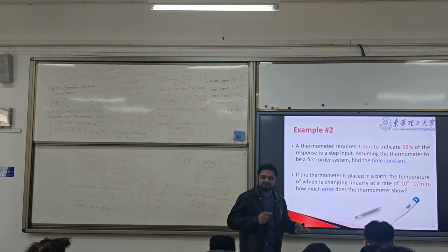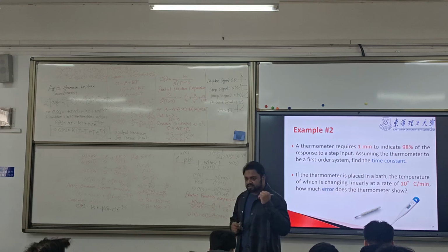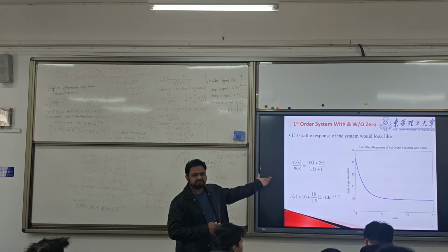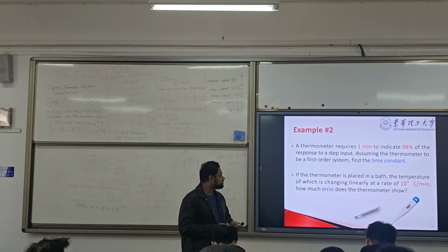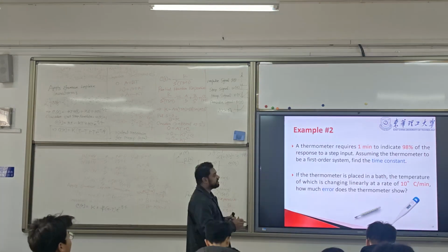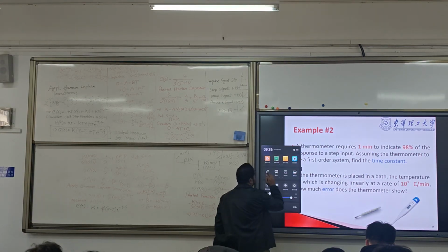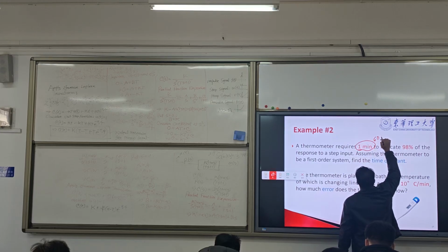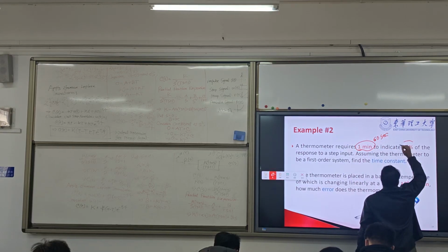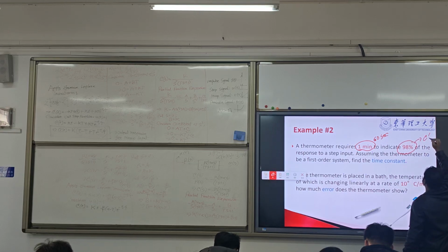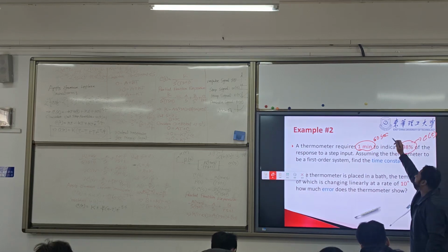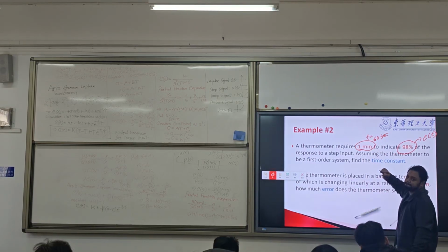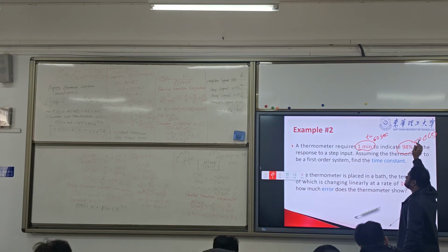So this thermometer is a first order system. This thermometer measurement is a first order system. A thermometer requires 1 minute to indicate 98% of its final value. Look, it takes 1 minute. 1 minute is 60 seconds. 98% of its output, that is CD. It takes T to reach 98% CD.